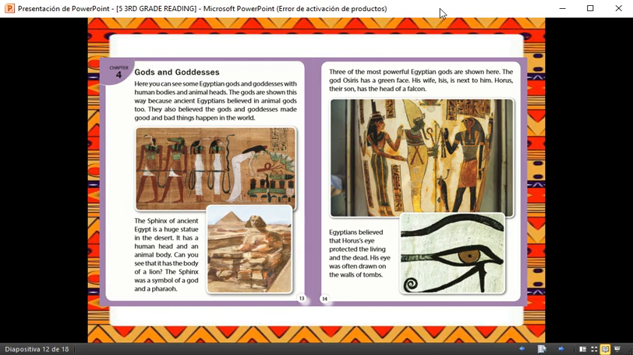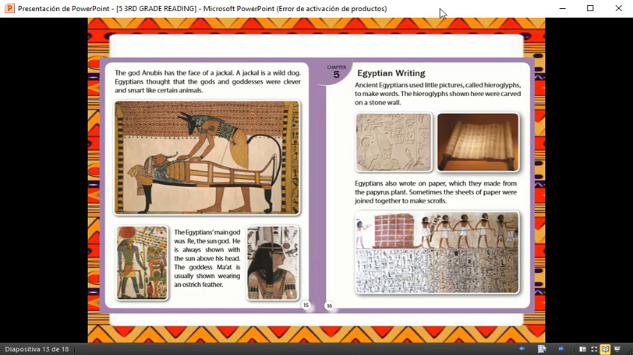Egyptians believed that Horus's eye protected the living and the dead. His eye was often drawn on the walls of tombs. The god Anubis has the face of a jackal. A jackal is a wild dog. Egyptians thought that the gods and goddesses were clever and smart like certain animals.